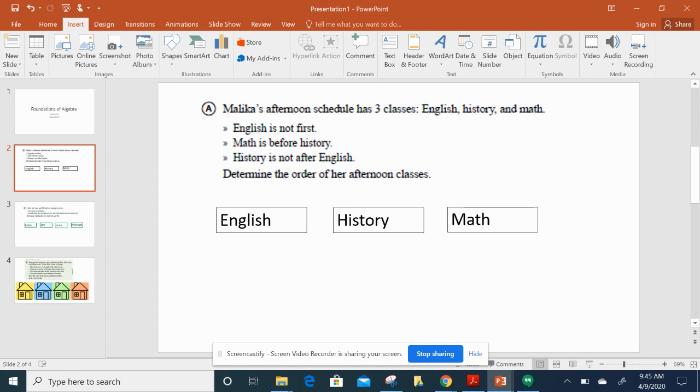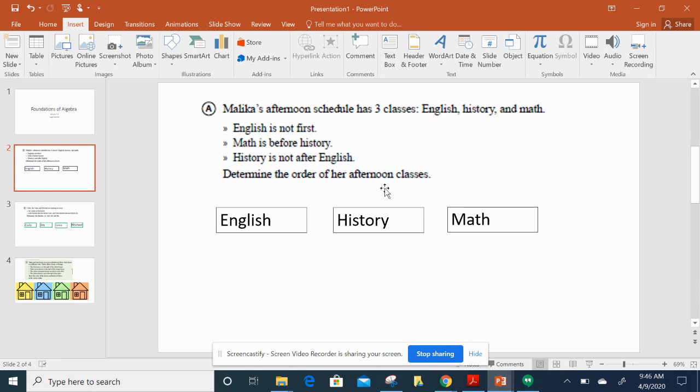The first problem says Malika's afternoon schedule has 3 classes. She has history, English, and math. They give us some information. They say English is not the first class. Math is before history, and history is not after English. And so we need to determine the order of her classes.